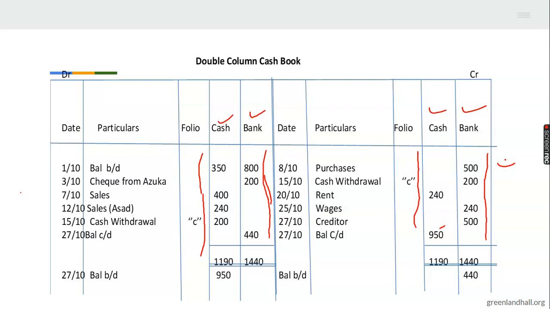So it's going to be the bank column, the balance carried down, and this balance carried down gives us 1440 for the bank columns, and the balance brought down as at 27/10 is going to appear under the bank column here, balance brought down. So it's going to be 440 naira. And that is the balance of this particular cash book, that is the two-column cash book.